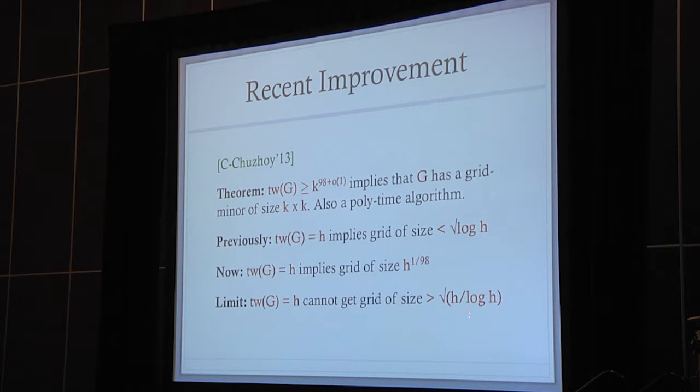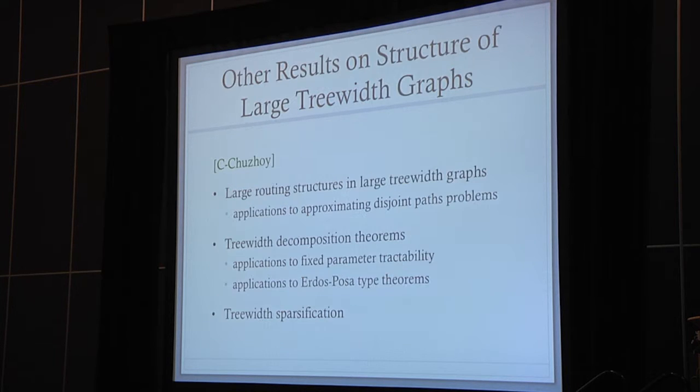Well, we can prove slightly better. You cannot even get a grid of size square root h over log h. But for all purposes, that's the only lower bound we know, while we are able to now get h to the 1 over 98. This 1 over 98 has been recently improved by Chuzhoy to 1 over 42. So it is getting better. So it might slowly creep towards square root h. Okay? All right.